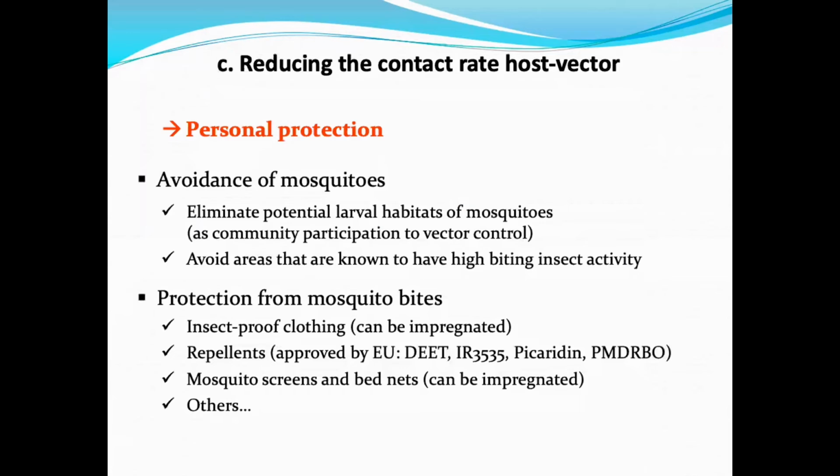And then the third action was reducing the contact rate between the host and the vector. So that's the personal protection. That's what is suggested by the health authorities during an outbreak of West Nile or during an outbreak of dengue and chikungunya. There are two methods. You can avoid the mosquitoes. That means eliminating the potential larval habitat, of course, with community participation, but also avoiding areas where the mosquitoes are known to be active, or the timing when the mosquitoes are active. And then you can protect yourself from mosquito bites by insect-proof clothing, by repellents, by mosquito screens or bed nets.